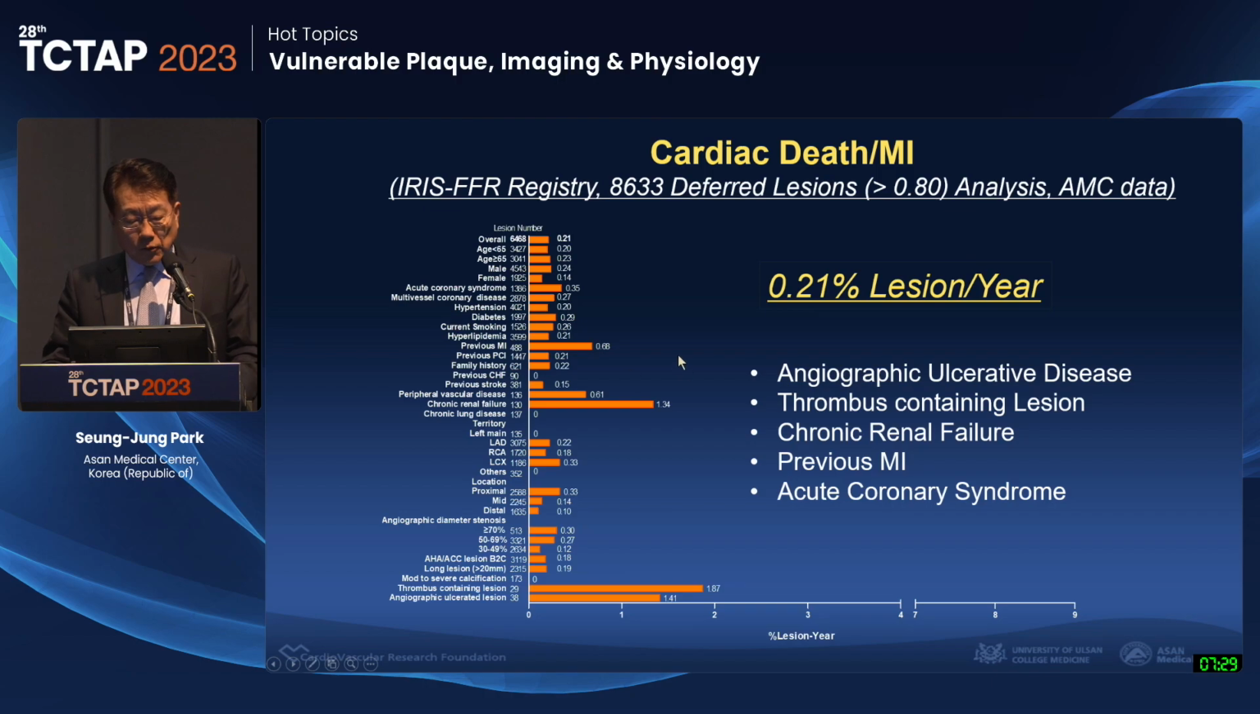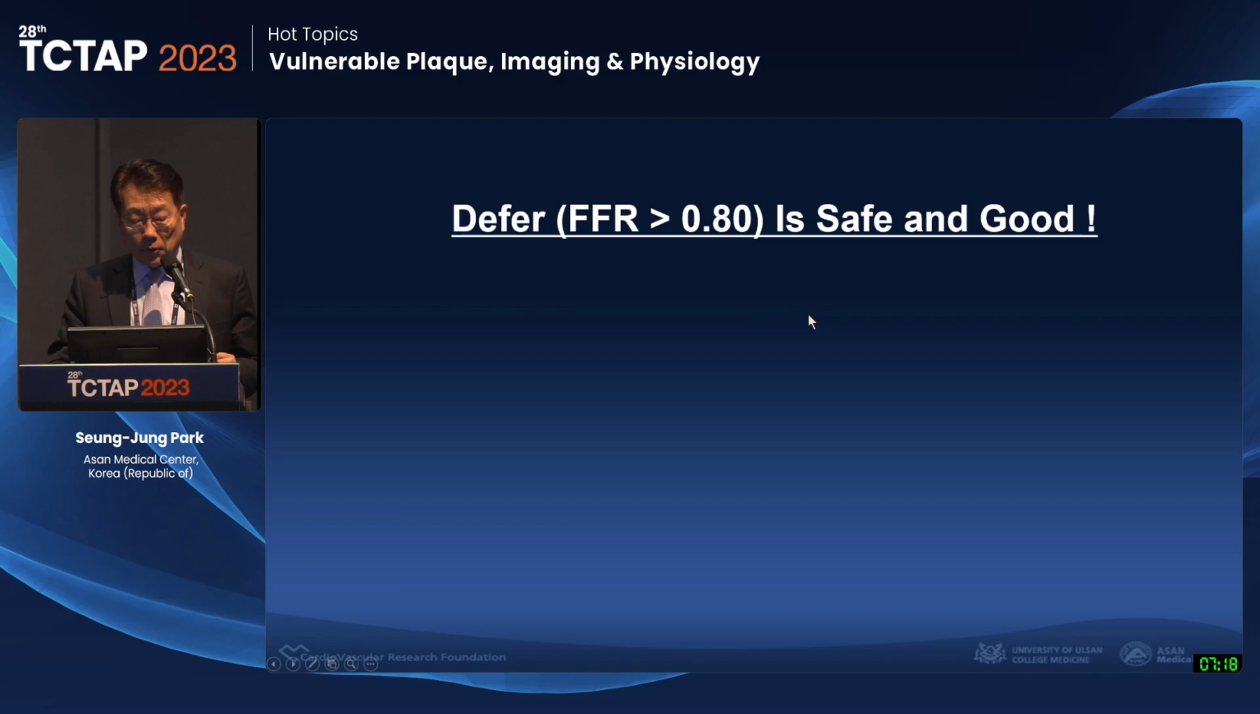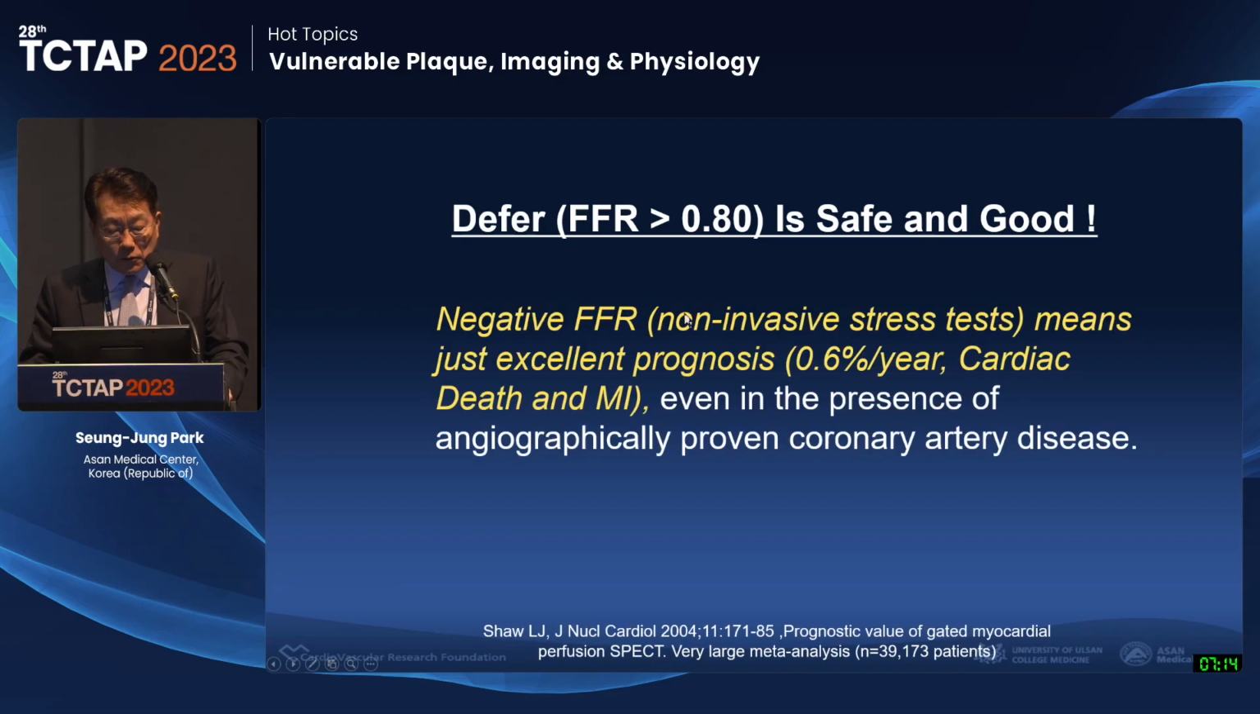It is our registry data, the FFR registry, cardiac death and MI per lesion at 1 year. The cardiac death rate is 0.21%, a very small number. So we can say that deferral is clearly safe and good. Negative FFR means just excellent prognosis, a 0.6% per year cardiac death rate, even in the presence of angiographically proven coronary artery disease.